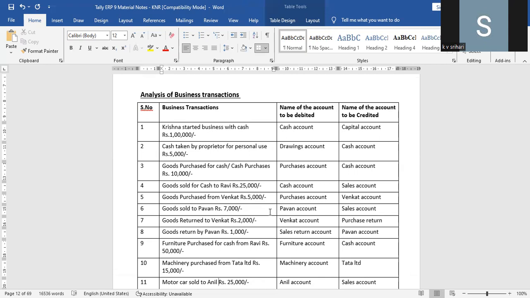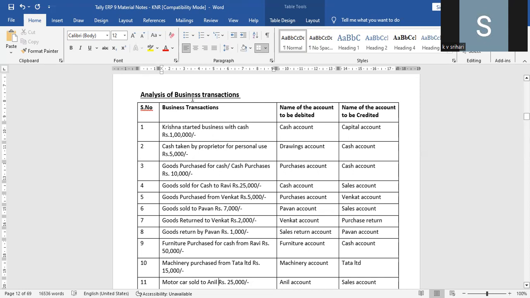Yesterday's class, just the rules were completed. Golden rules already completed. How many types of golden rules? Three types. One is the personal account: debit the receiver, credit the giver. Real account: debit what comes in, credit what goes out. Nominal account: debit all expenses and losses, credit all incomes and gains. So now you identify the transaction, which is debit and which is credit.